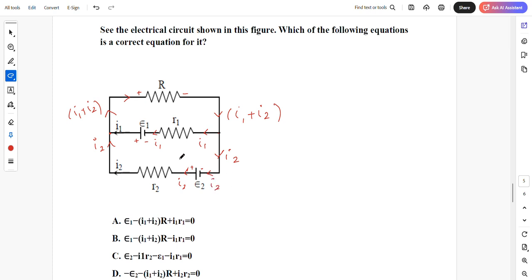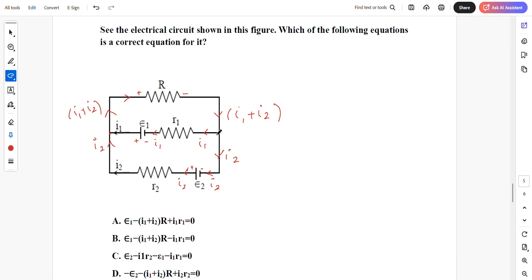This is I1 and this is I2. Both are combined here, we must add. I1 plus I2 flows here like this, and then it divides here. I1 goes here. Why? Because I1 is leaving the positive terminal of the battery, so I1 must go to the negative terminal. Here I2, current leaving the positive terminal of the battery, I2 must go here, right?